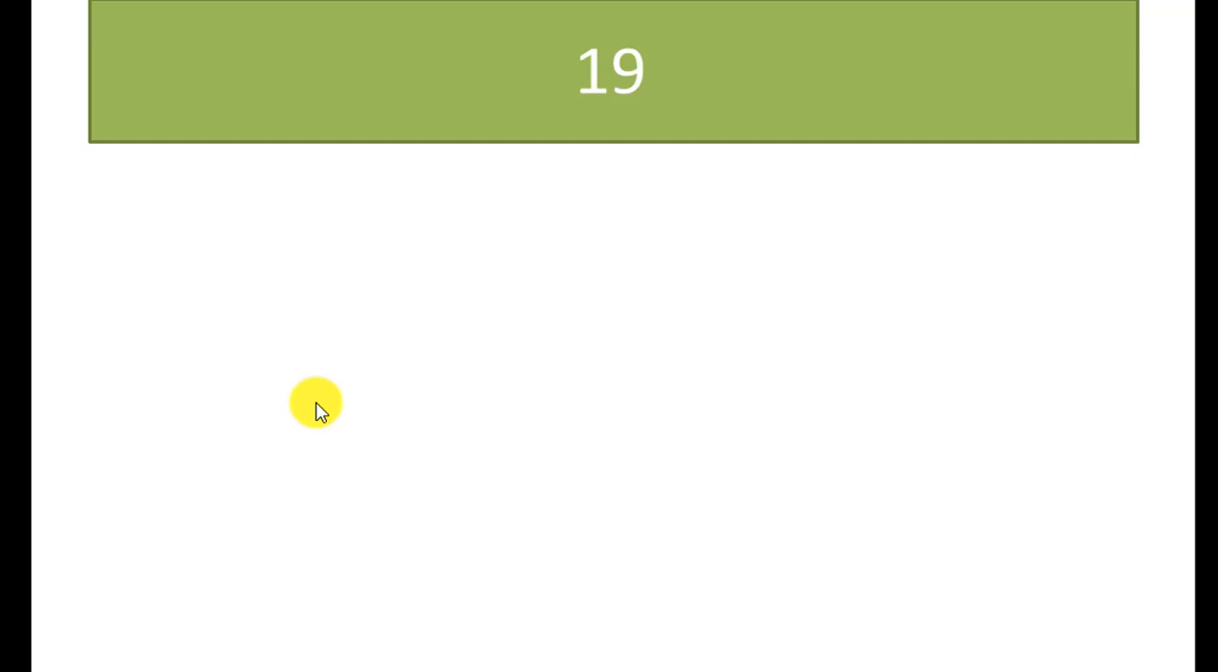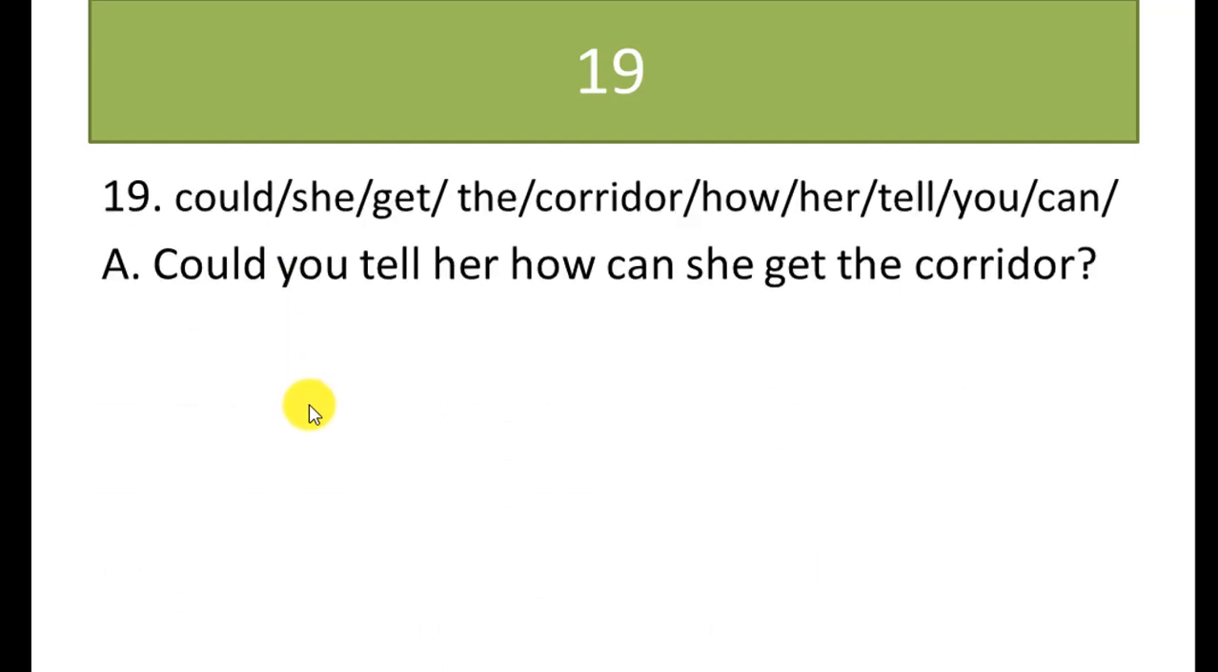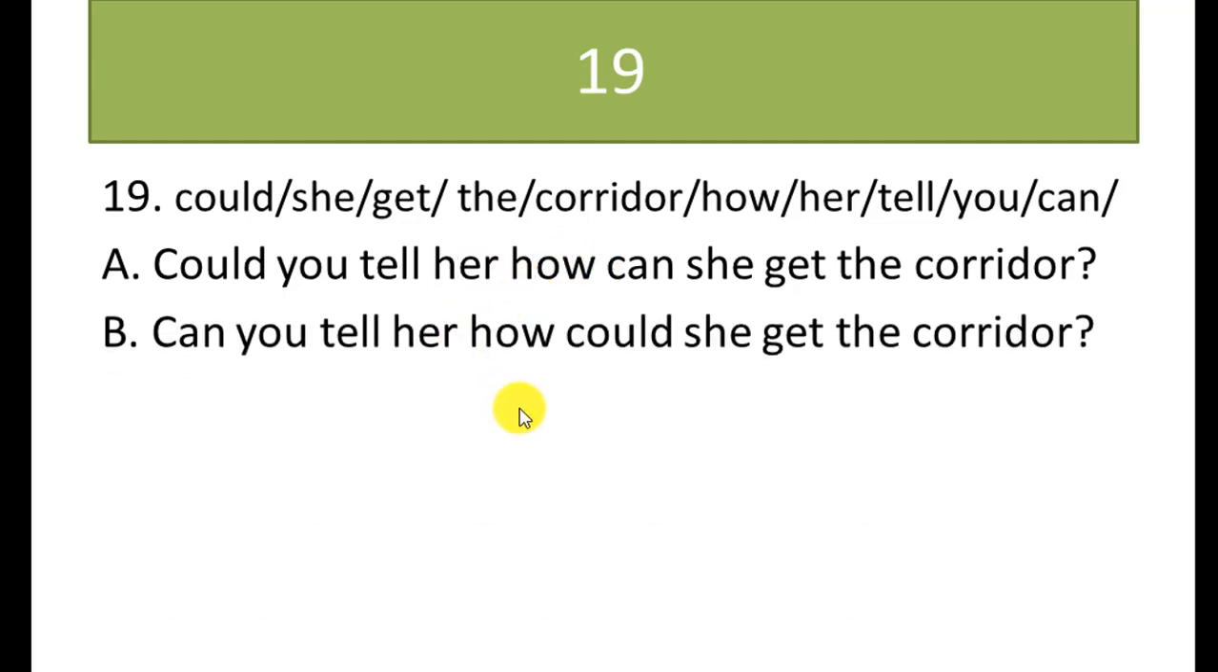Question number 19. Look, "Could you tell her how can she get the corridor?" Is it a question? What kind of question is this? Because there is a mismatch in the order of words here, it doesn't give a question. "Could you tell her how could she get the corridor?" Could you? How could she get? The same structure, a doubled question. This is an indirect question, but the structure of indirect questions is not like this.